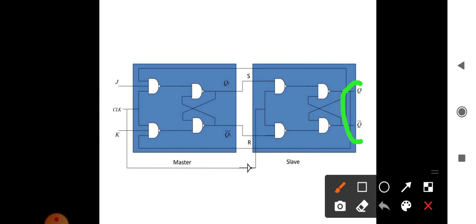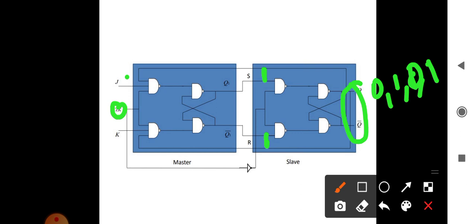This feedback, even if it produces 0 1 1 0 0 1 0 1 like that, this JK flip-flop will not respond. Why? Because the clock is 0 here. If the clock is 0, then only the slave will operate, because it is connected to a NOT gate. Then it is 1 here. So even if it is 1 1, if it is toggling, the master will not respond. This is master, this is slave, the master will not respond.